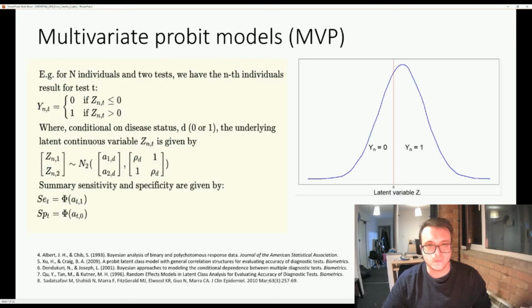Okay, so this is what they look like. You've basically got the observed data Y for each individual N and test C, and you augment that with a latent variable Z, which is continuous, positive or negative. And the cut point we can set to 0 without loss of generality. If we've got 2 tests, the Z for each subject is basically bivariate normal, and we can calculate summary sensitivity and specificity using the cumulative density function of the normal.